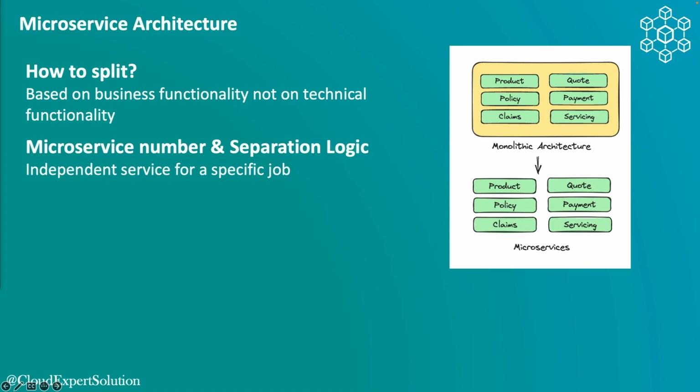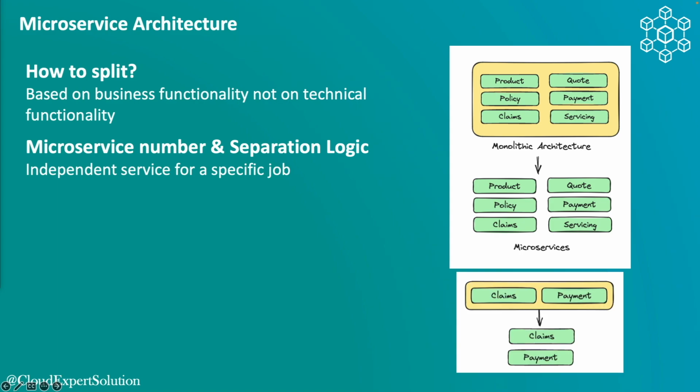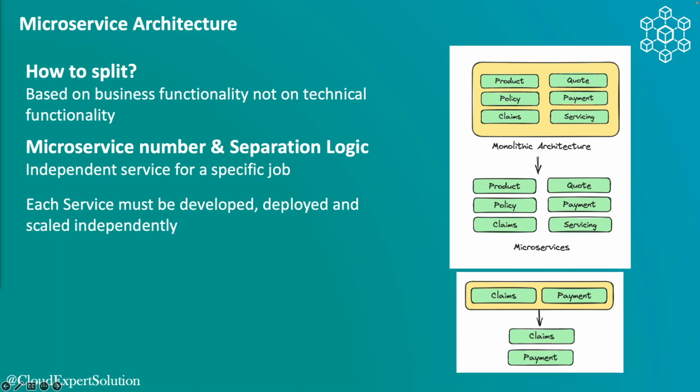Then, in terms of the number of services or how to separate the logic, we have to remember that these services should be independent and each should be for a specific job. Claims and payment are specific jobs or specific business functionalities. We should create two separate microservices, one for claims and one for payment. We should not merge them together and create one service for both claims and payments. Each service must be developed, deployed, and scaled independently. Services must be loosely coupled. They should not have any dependency on each other.